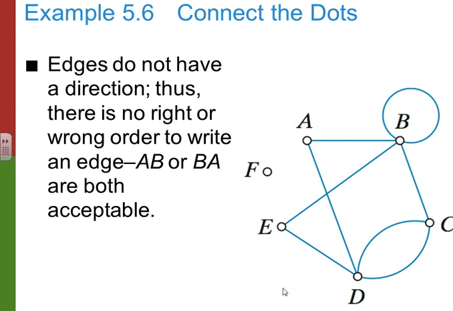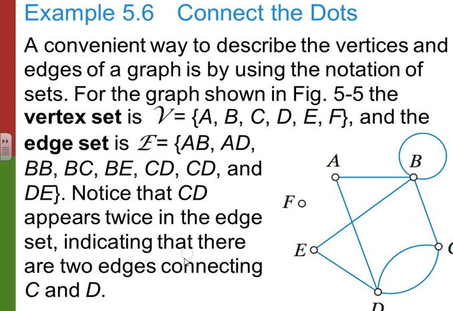All right. Edges do not have a direction. So there's no right or wrong way to call it A to B or B to A. It doesn't matter. It's just an edge. Think of A as being a computer on the Ethernet and B being a computer on the Ethernet, and they're talking to each other. No, don't think about it that way. Much too complicated. All right. So we have vertices A, B, C, D, E, F, and we have an edge set, a set of edges.